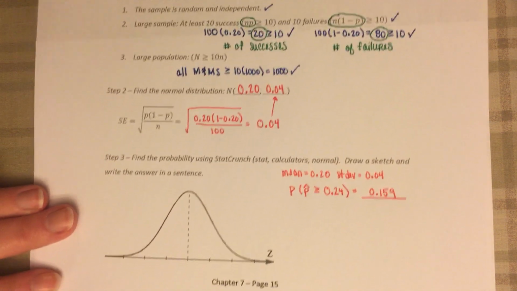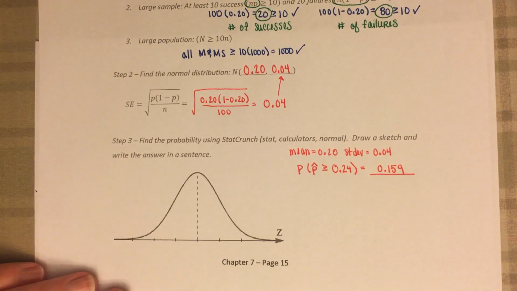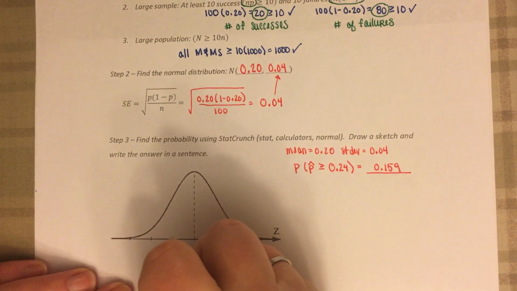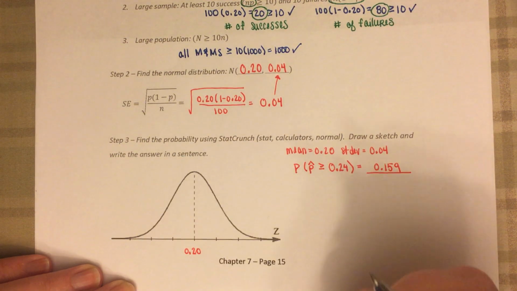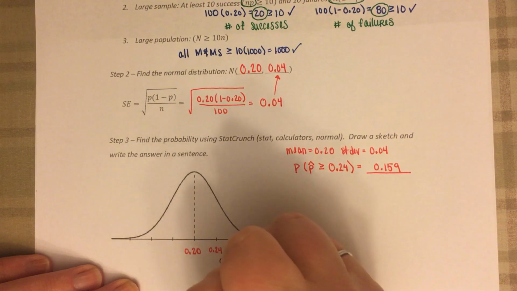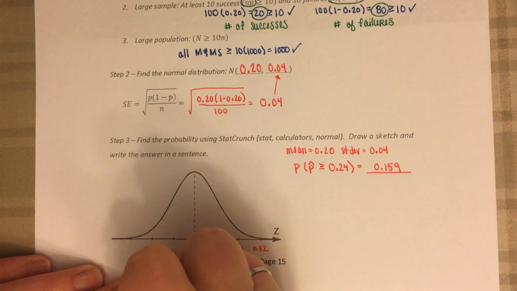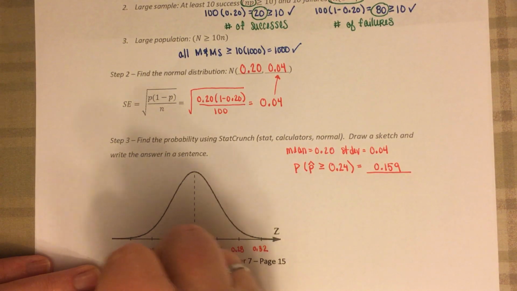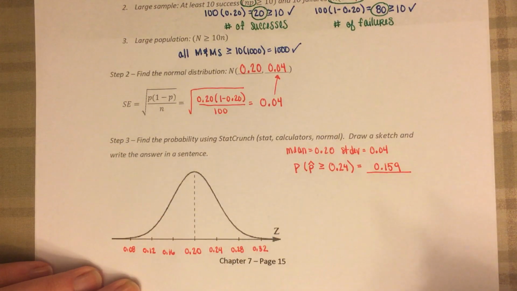Right. We're asked to sketch a picture and write our answer in a sentence. So thinking about our picture here, our mean, our 0.20, goes here. And then if we use our standard deviation, we can go to the right and to the left by adding 0.04 each time. So we get 0.24, 0.28, 0.32 as we add, 0.16, 0.12, 0.08 as we subtract.